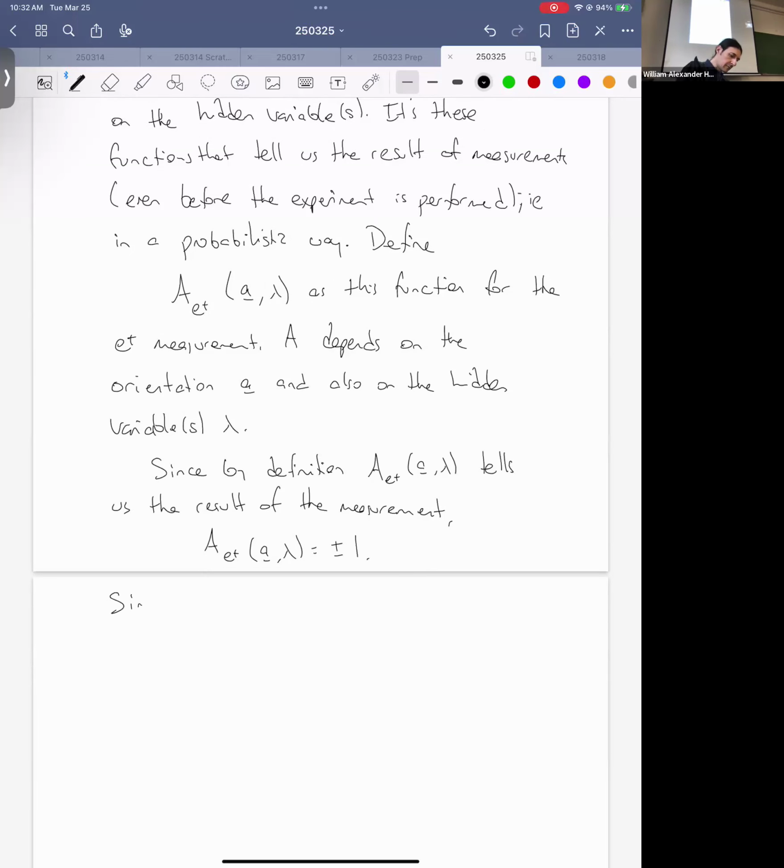So similarly, we may define a function B E minus of b vector, lambda for the E minus measurement.